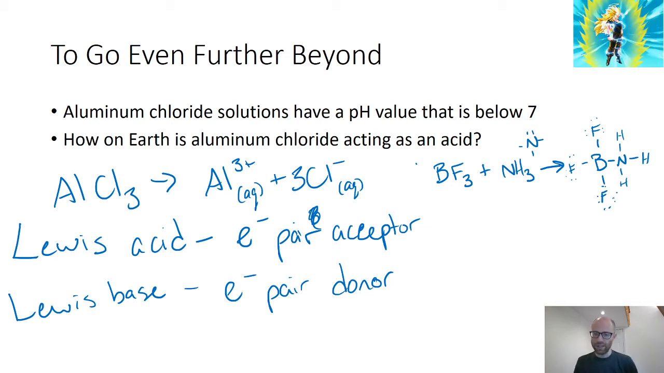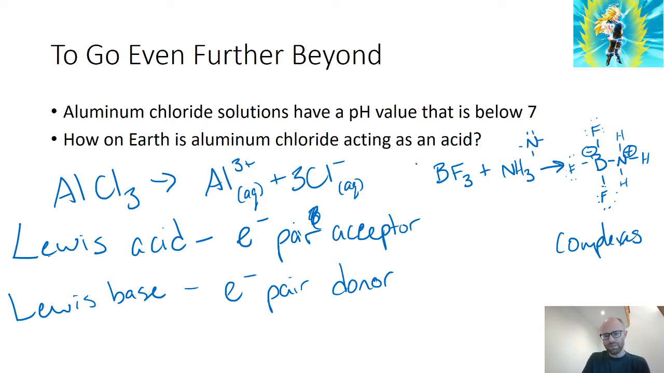And so what ends up happening is, in this case, we get a formal positive on our nitrogen and a formal negative on our boron. And you get these things called complexes. These complexes are where the electrons of one atom, both, are being donated into an empty orbital to create this covalent bond.